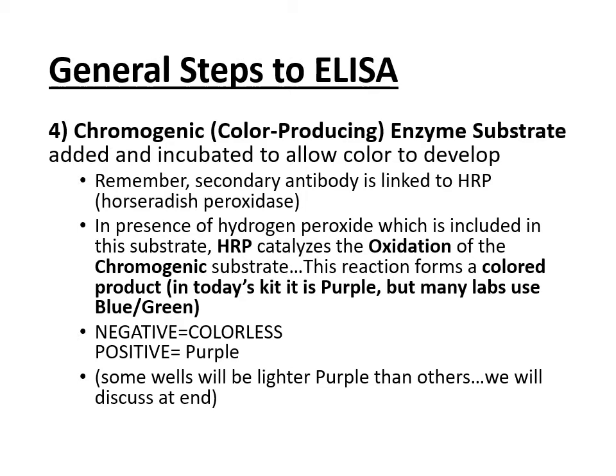So keep in mind, if you see a colorless well, it will be negative. If you see a purple well in today's results, it will be positive. And the reason that it is positive is because you had put an HIV antigen in those wells. The patient's sample then had the matching antibody because they were infected. You then had the secondary antibody bind to that patient's primary antibodies. And that secondary antibody had HRP that oxidized the final substrate. And that caused the color change to be produced.